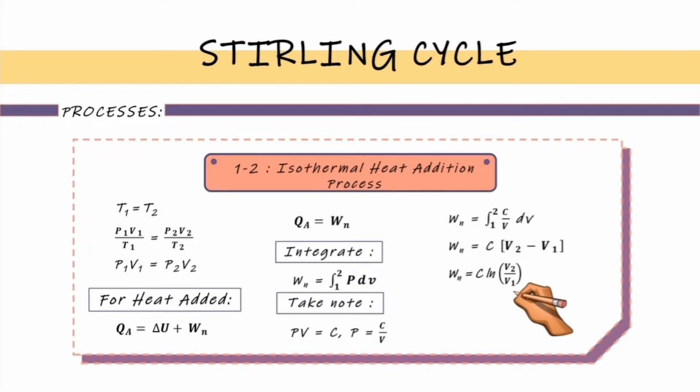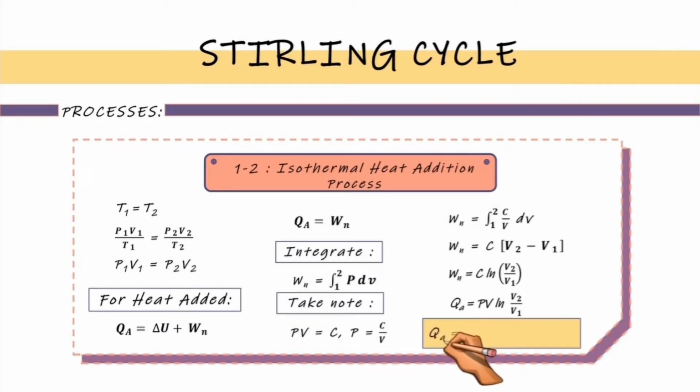Then transform your C into PV again and WN with QA. So, QA is equal to PV ln of V2 over V1. And since PV is equal to MRT, we can also say that QA is equal to MRT ln of V2 over V1.